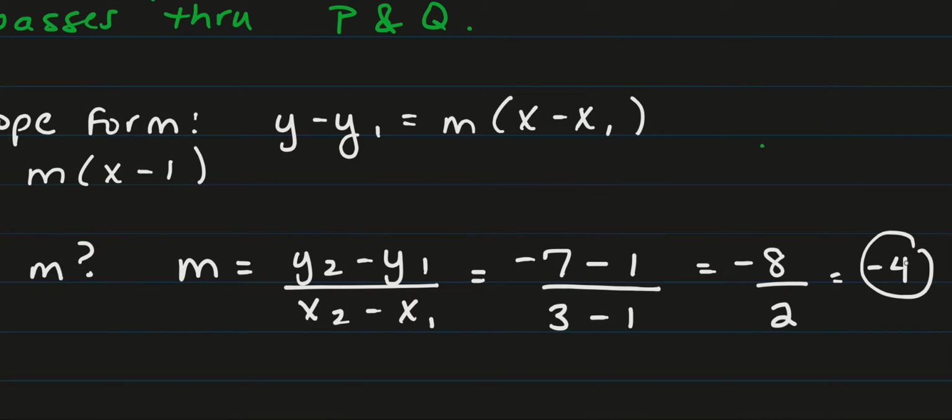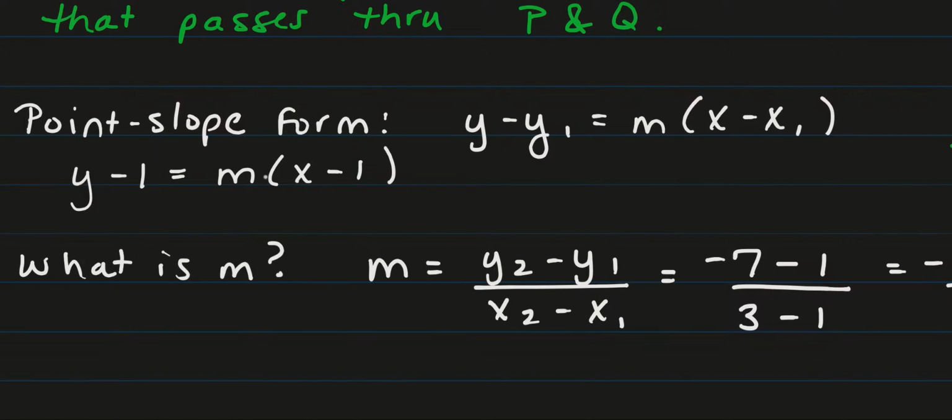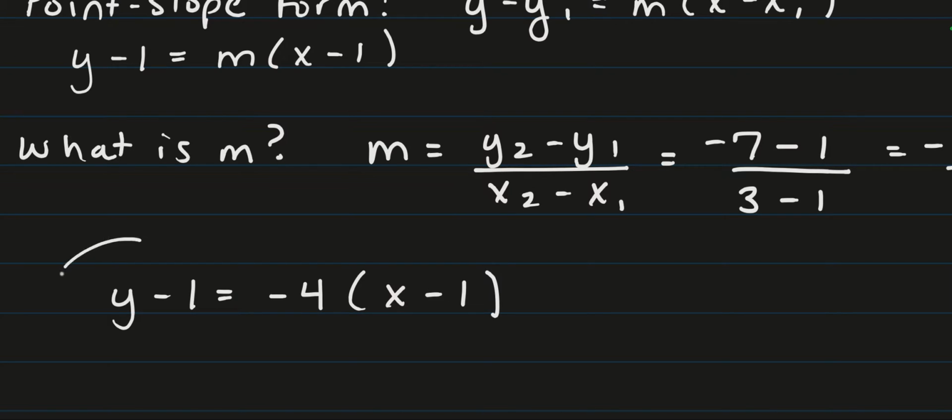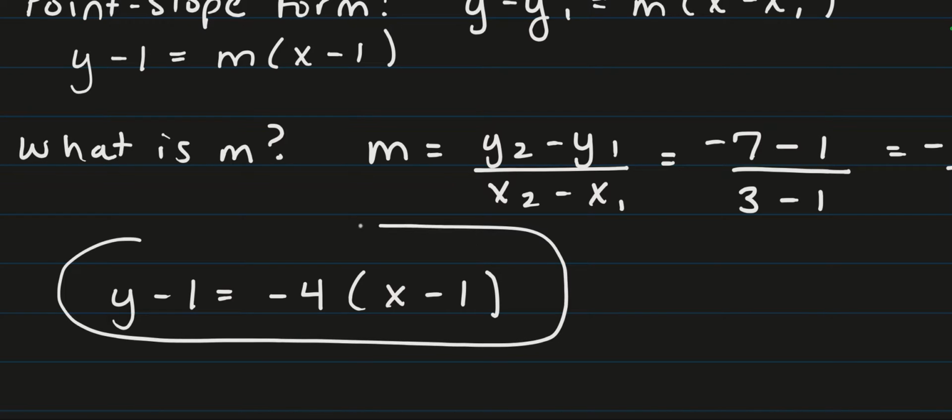Now the last piece is just to plug in negative 4 for m, which is right here. So we're going to have y minus 1 is equal to negative 4 times (x minus 1). And this is the point-slope form of the line.